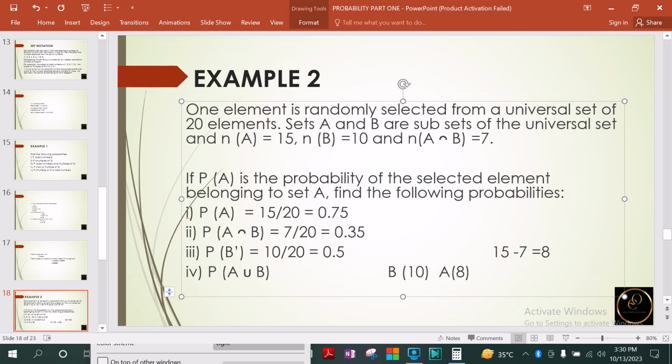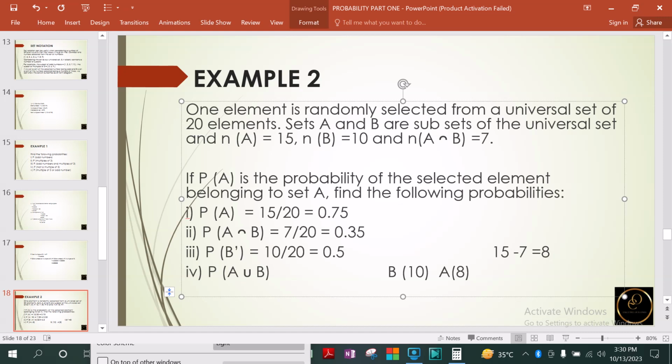So in this particular case, when you come to this fourth item, probability of A union B, we are saying 10 plus 8 after we have removed the commonality of 7. So it means there is 8 purely for A and the 10, which also includes the 7 which are part of A, to make 7 plus 8, 15. Okay, so A union B is 10 plus 8, which is 18.